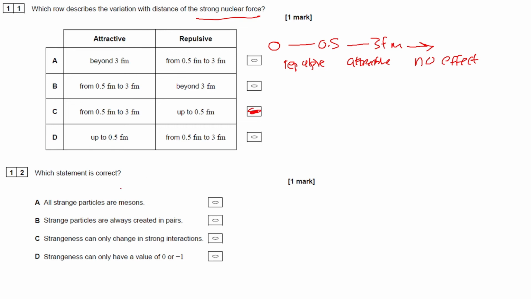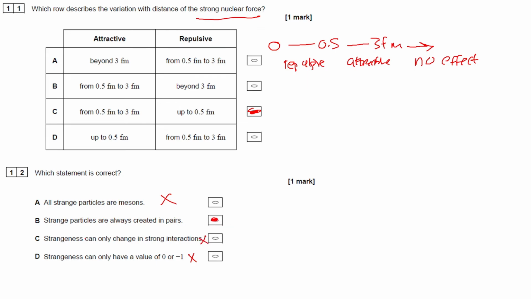Question 12, which of these statements are correct? So you could do process of elimination here and get rid of ones that you know that aren't correct. For example, this first one, all strange particles are mesons. Well, yes, some strange particles are mesons, but you can also have baryons that have strangeness and strange particles, so it's not this one. Strangeness can only have values of 0 or minus 1. Well, on the datasheet we see strangeness can also have a +1 value, so this is not correct. Strangeness can only change in strong interactions. Well, we know for strong interactions strangeness is always conserved, so it can't change. So just from process of elimination we know B is correct.